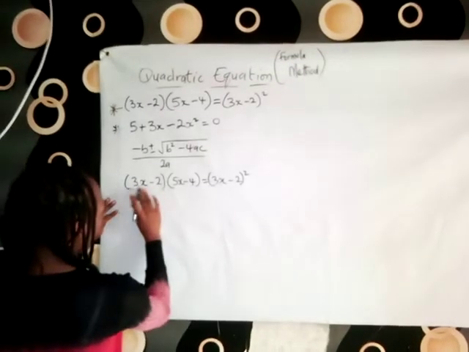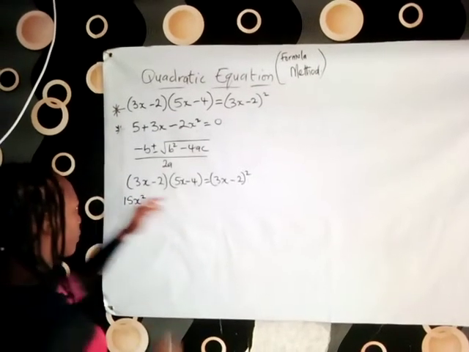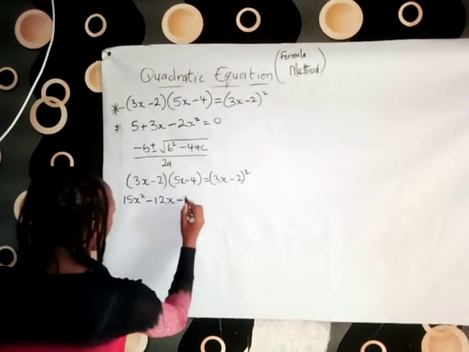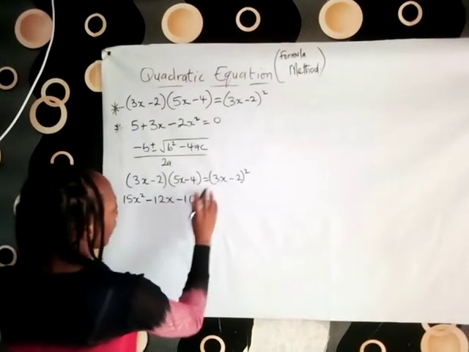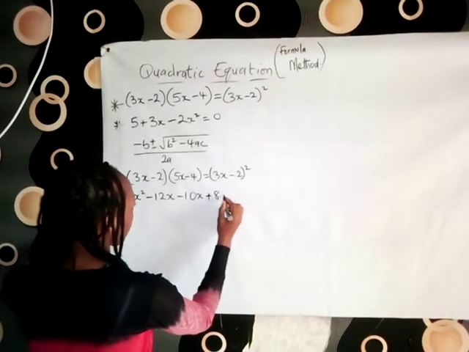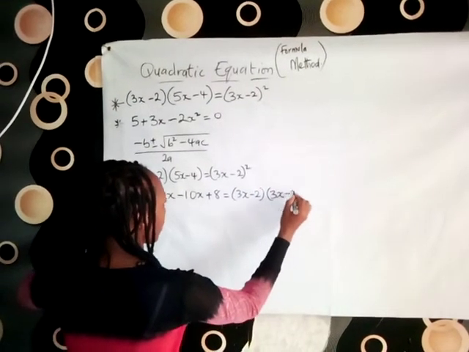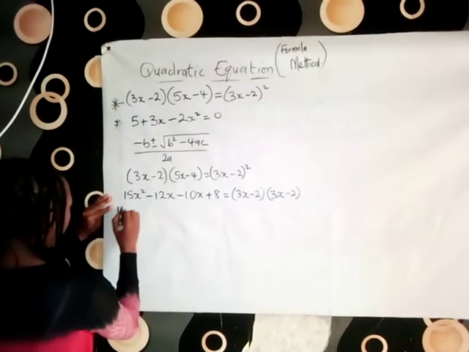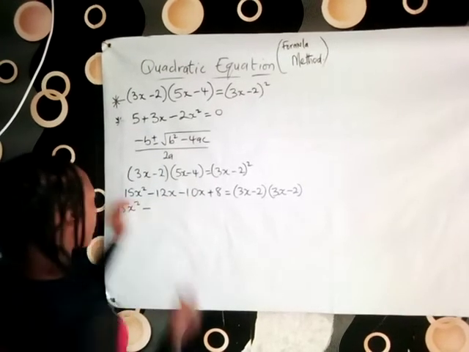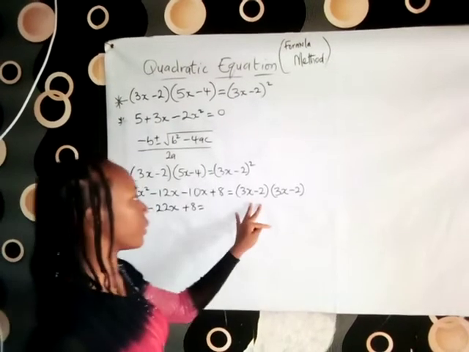So we have 3x times 5x will give us 15x squared. 3x times 4 will give us 12x. Minus 2 times 5 will give us minus 10x. And then we're done. Minus 2 times minus 4 will give us plus 8. We have (3x - 2)(3x - 2). So this will give us 15x squared, minus 12 minus 10 will give us minus 22x, and then we have plus 8, equals, we'll open this bracket as well.